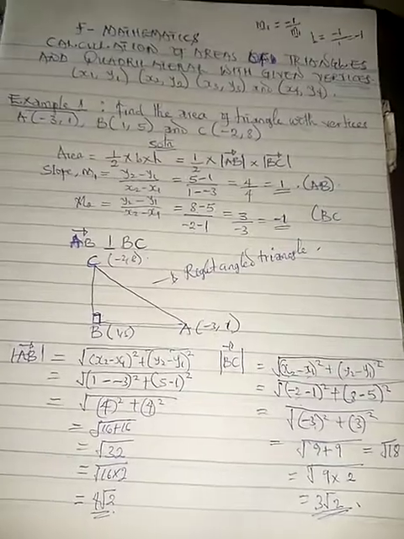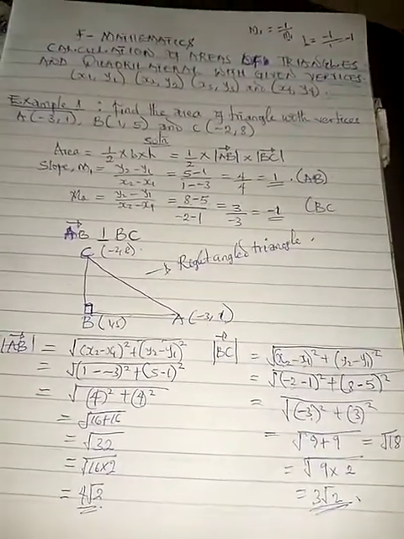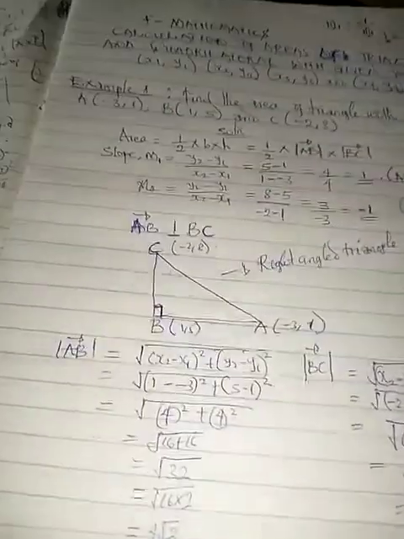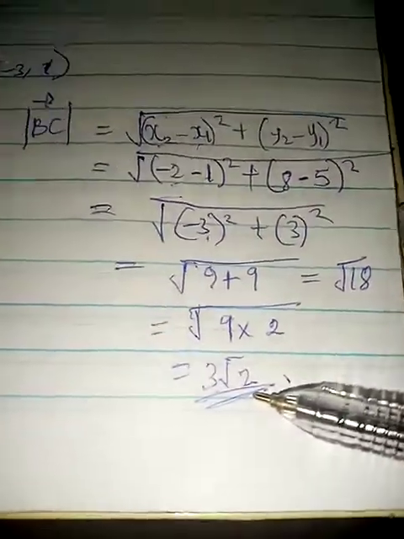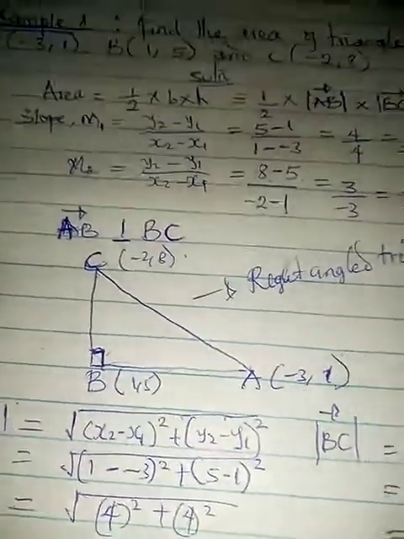And so I want you to go through it again so that you will know that it is not really a difficult work. It's just a little bit long. So in that situation, we are through with our length AB. We have been able to get our length AB as 4 root 2, and then we're able to get our length BC as 3 root 2. So we can now make use of the formula by substituting those values.